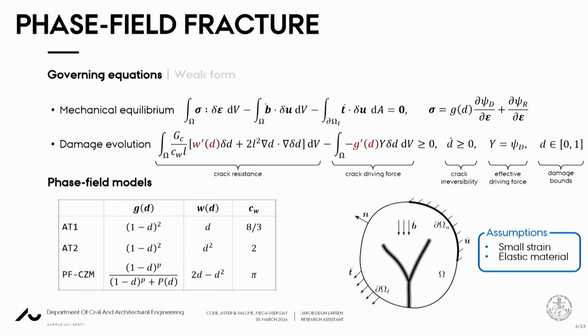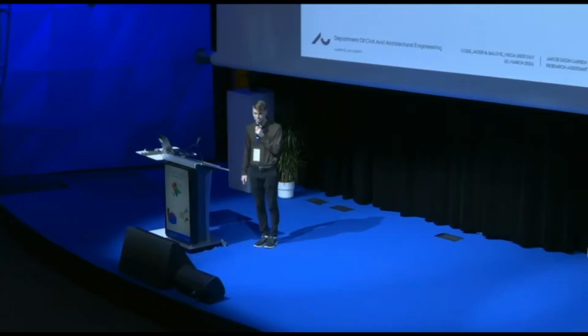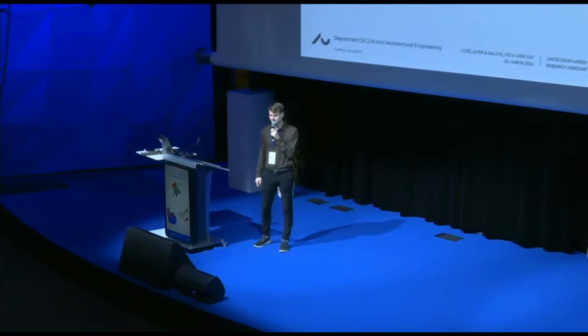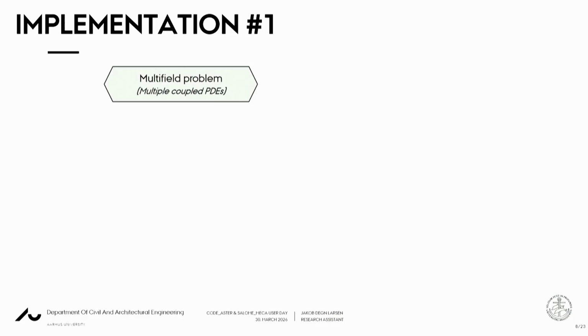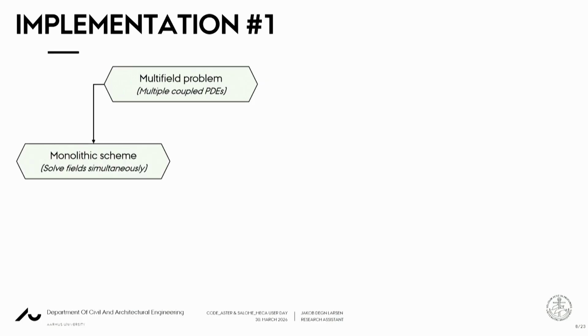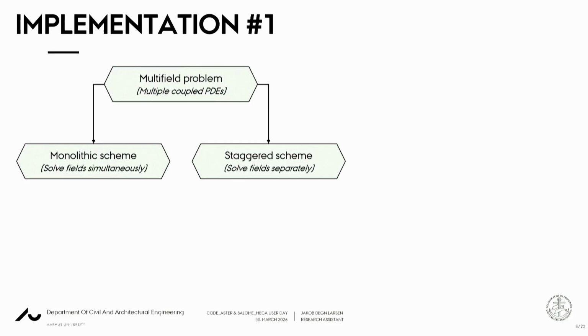And today I'll mainly focus on the AT1 and AT2 models. So let's look at how we can implement these equations in Code Aster. In general, phase field fracture is a multi-field problem, so we have two coupled PDEs we need to solve. And we can do this with a monolithic scheme, where we solve for the fields simultaneously, or we can do it in a staggered scheme where we solve for the fields separately.